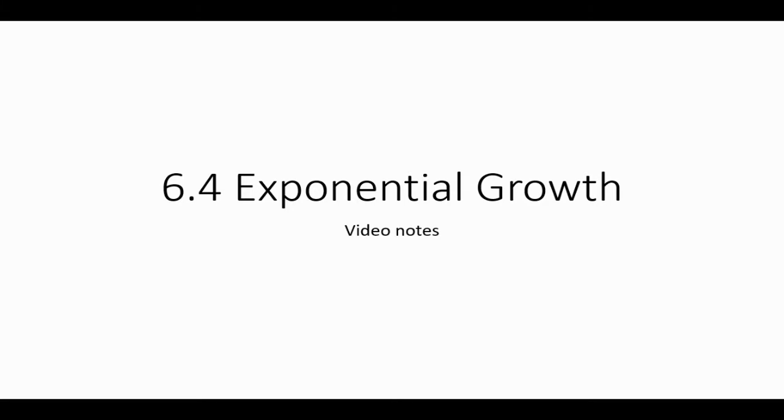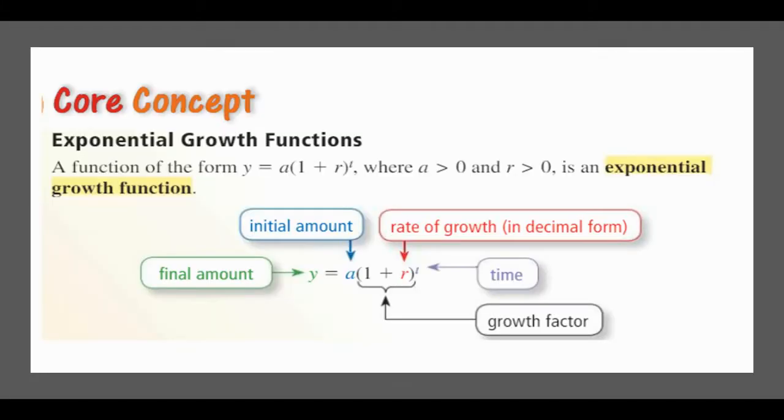All right, in this video, we're going to talk about exponential growth. Exponential growth is in the function form y equals a times (1 plus r) to the t power. A has to be greater than 0, r has to be greater than 0, and this is exponential growth. We're going to talk about exponential decay in a little bit. And how you know this is a growth is that there is an addition sign in the parentheses.